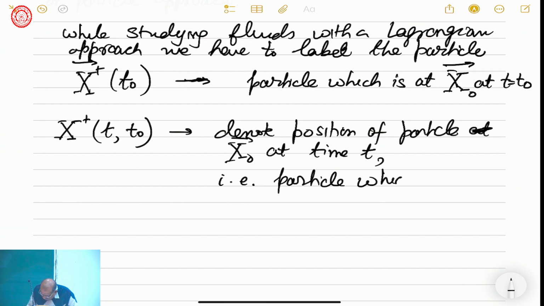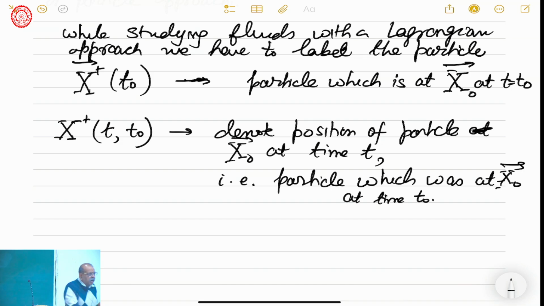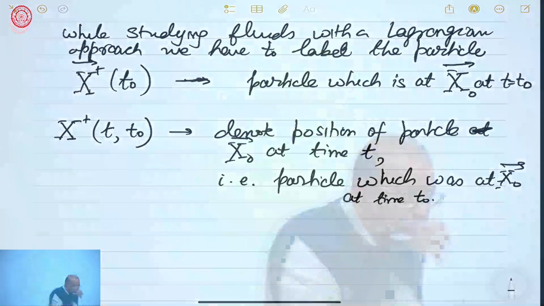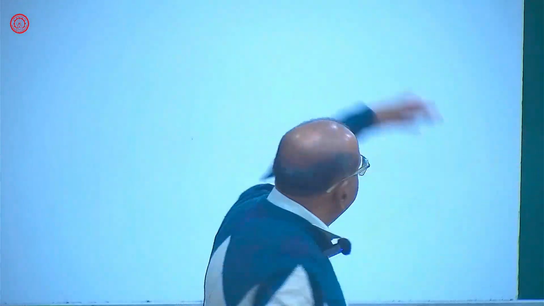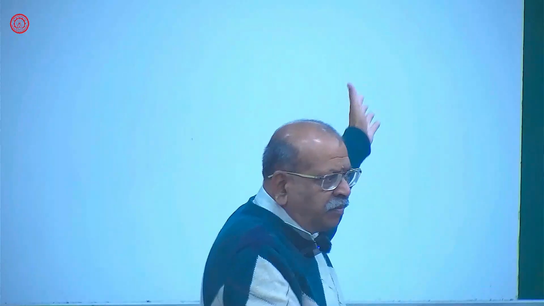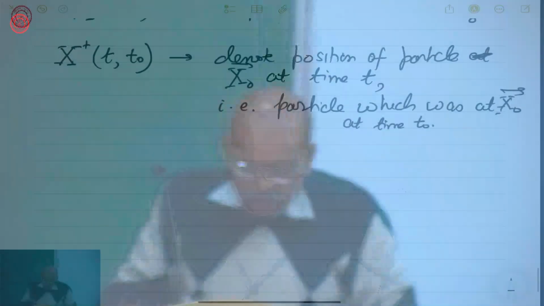that is, the particle which was at x0 at time t0. So I have to label the particle, a particular particle which is at t0 is at x plus 0. At a later time t, I follow it, and when I talk of rate of change with respect to time, I will take a d by dt of this. So this is what we call the Lagrangian approach.